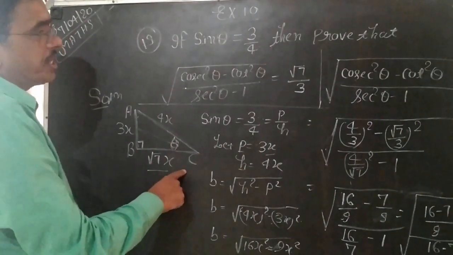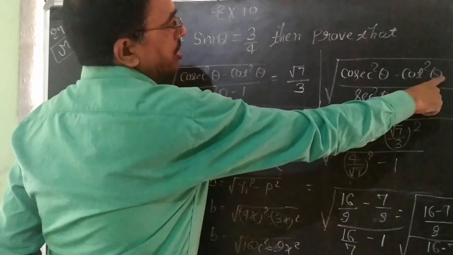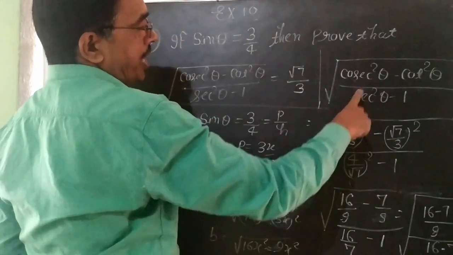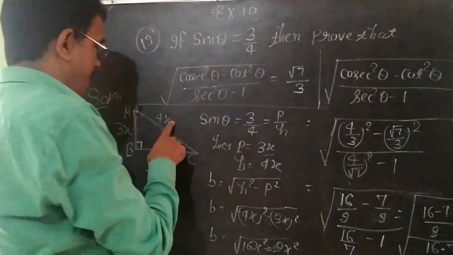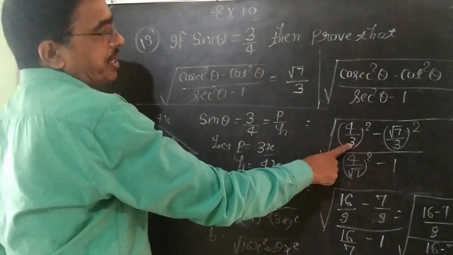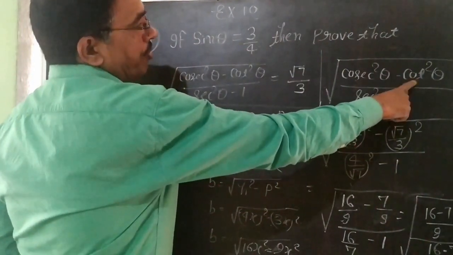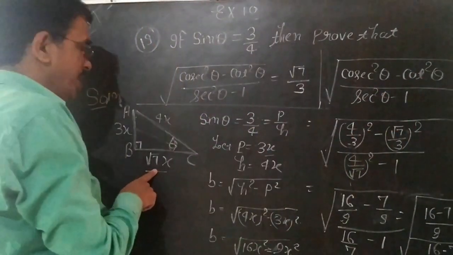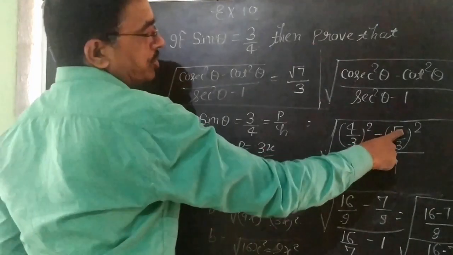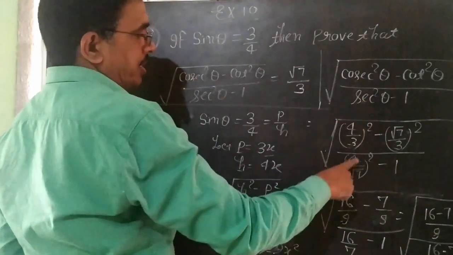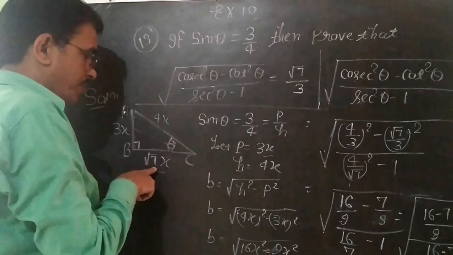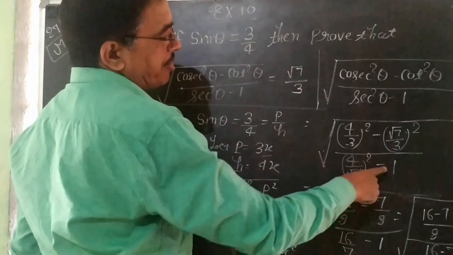Now your question is cosec square theta minus cot square theta by sec square theta minus 1. Cosec is h by p. H by p means 4x by 3x. We write 4 by 3. Cot formula is b by p. B is root 7 and p is 3. So root 7 by 3. Sec is the opposite of cos. H by b. So 4 by root 7, minus 1.